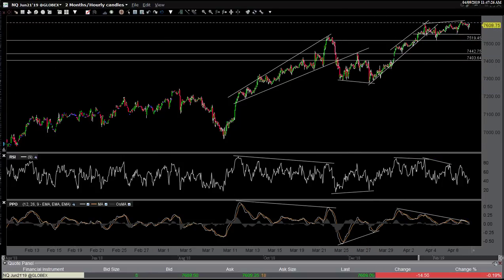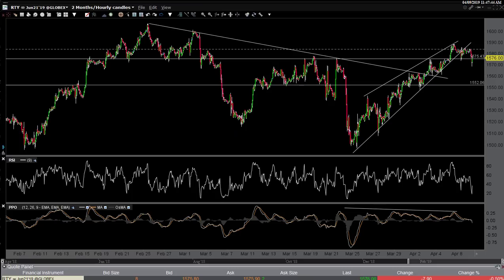All right, let's see. I want to also show you RTY. RTY is the futures contract for the Russell 2000 small cap index, and that one broke down a lot like the big large caps here. We had a nice clean trend line. There's your wedge type pattern.